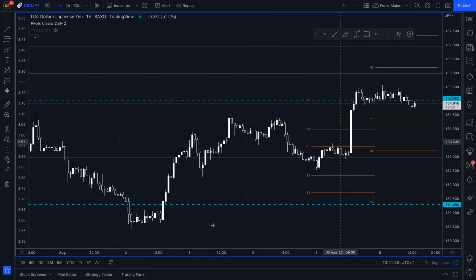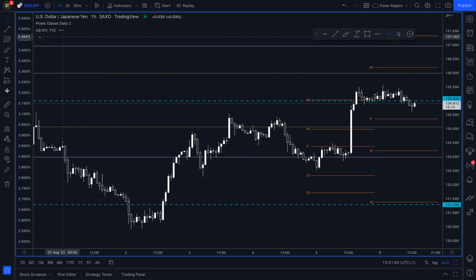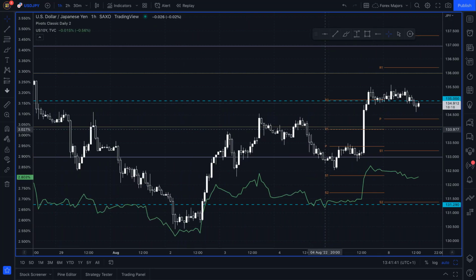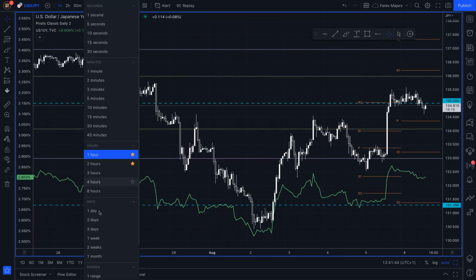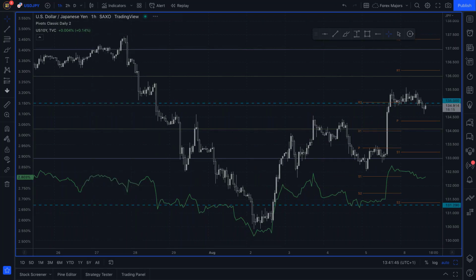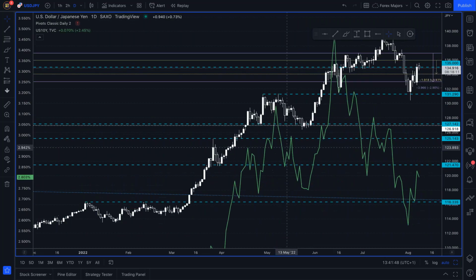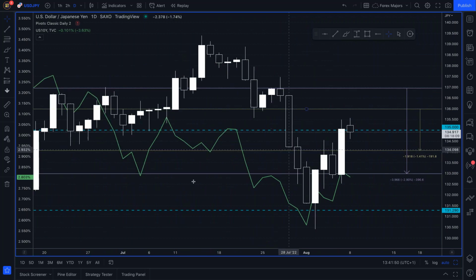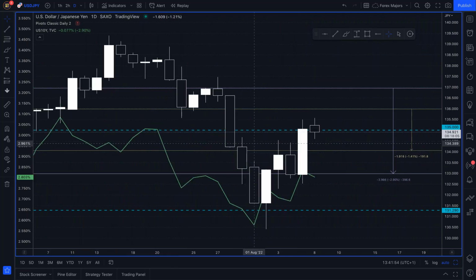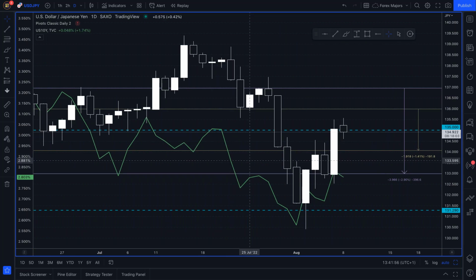So on Friday, when we had that very strong NFP print, we knew that was likely to move yields higher. You can see that the dollar yen basically tracks US 10-year yields. If you put a 10-year yield chart on the US dollar yen, you'll see the dollar yen moves in line with 10-year yields. When 10-year yields fall, dollar yen falls. Rising yields, rising dollar yen.